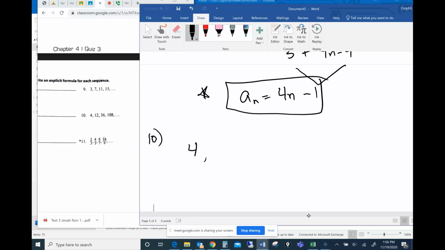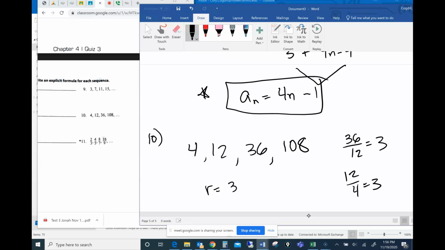All right, number 10 starts with 4, then it goes to 12, then it goes to 36, then it goes to 108. So if I took any two of these numbers, and I took the bigger number divided by the smaller number, so if I took 36 divided by 12, I'm going to get 3. 12 divided by 4, I get 3. So the common ratio is 3. So we multiply each one by 3 to get the next one.